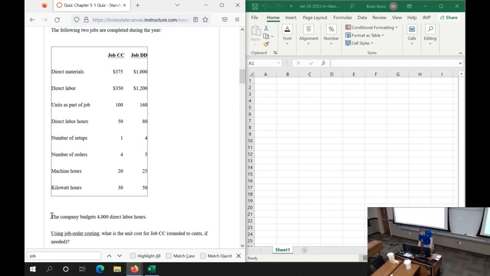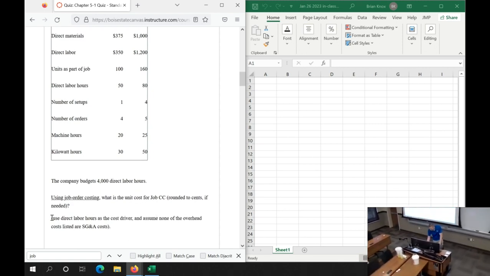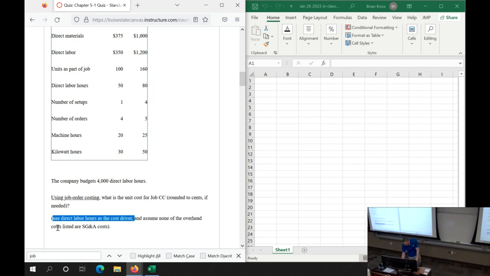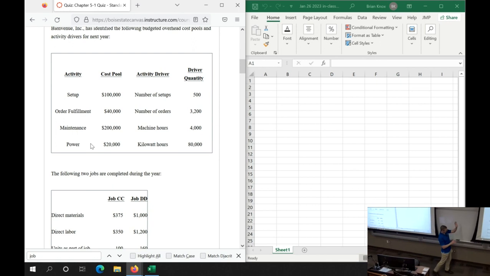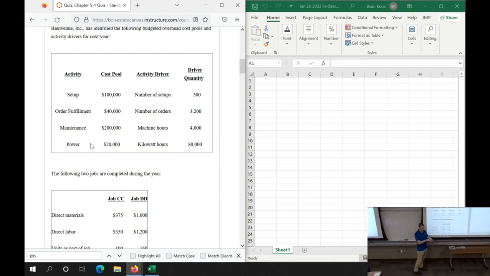And also, this is an important detail. The company budgets 4,000 direct labor hours. So we're going to use direct labor hours as the cost driver, and we're going to assume that none of the overhead costs listed are SG&A costs. So that means we can take all this $360,000 that is here in the four cost pools in that ABC table and just say, oh, well, that's all overhead. Job order costing will treat that all as overhead.